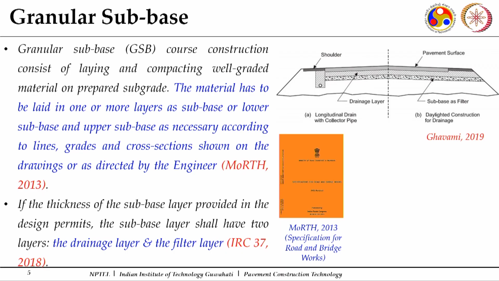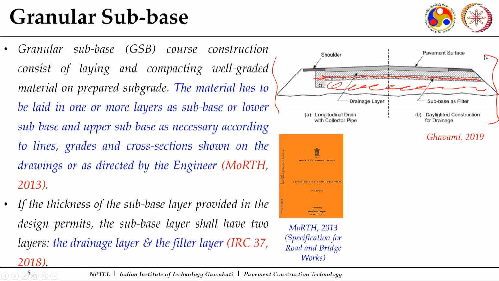Coming first to the granular subbase course, this is a cross section of a flexible pavement structure. Here you can see this part is the compacted subgrade. Over this there is a course which is constructed, and this is the granular subbase course. Granular subbase course construction consists of laying and compacting well graded material on a prepared subgrade. Whenever this course has to come up, the subgrade has to be well compacted and ready for the construction of a granular course.